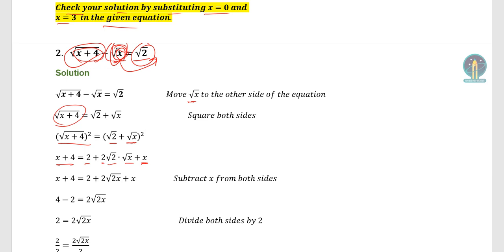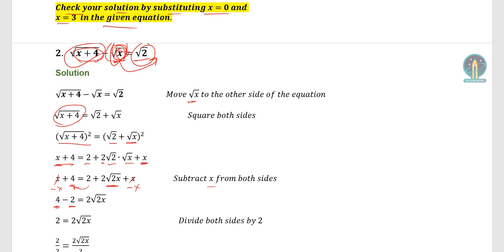Again, some algebraic manipulation. Subtract x from both sides, because here we have an x and here we have an x. So we can subtract the x, and this way we get rid of these x's, right? So now we have 4, and then we can bring this 2 to the left-hand side. So 4 minus 2 equals 2 square root of 2x.